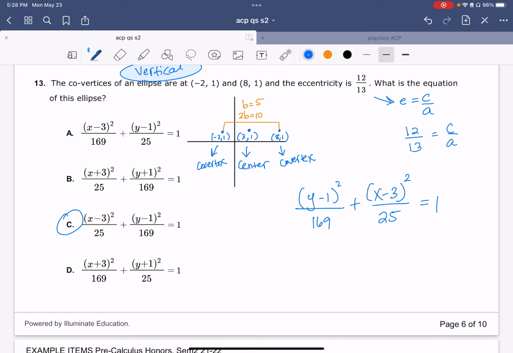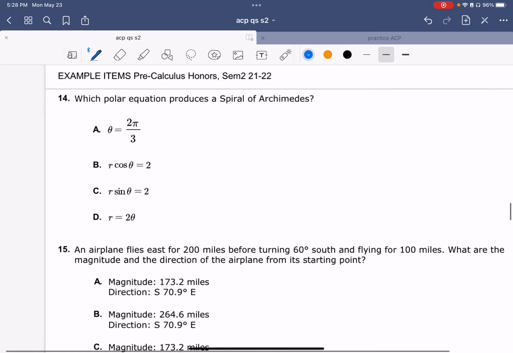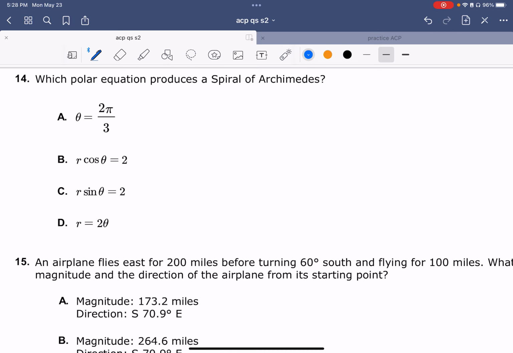Okay, let's go on to number 14. Which polar equation produces a spiral of Archimedes? Number A, we didn't really go over that, but this is basically a straight line. If it's theta equals something, it's going to be a straight line. And that's not a spiral, so you can eliminate that one.